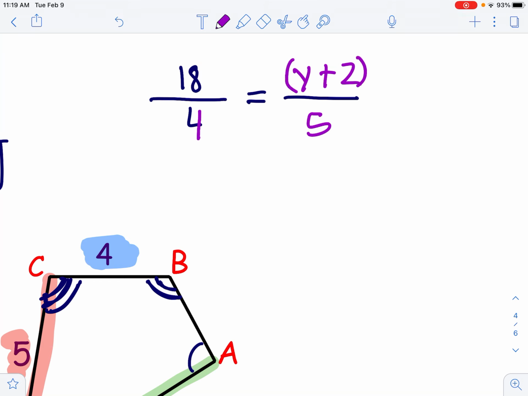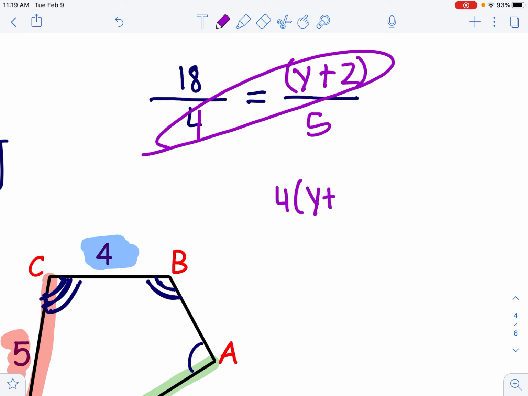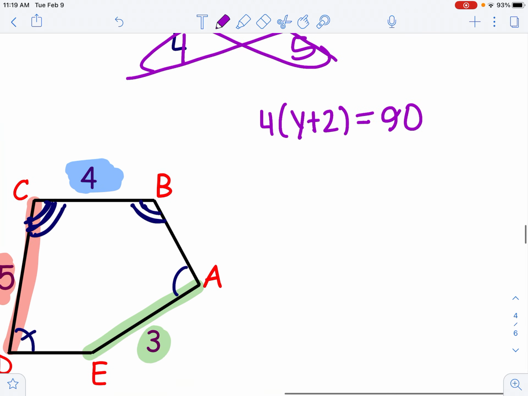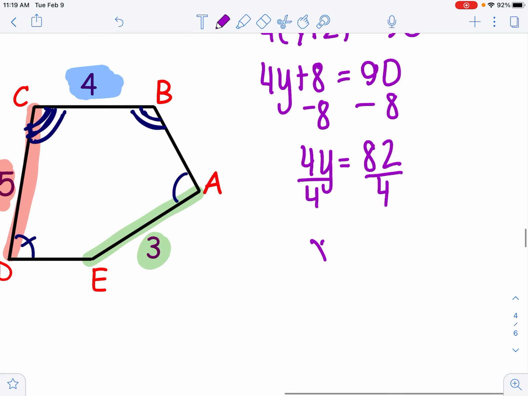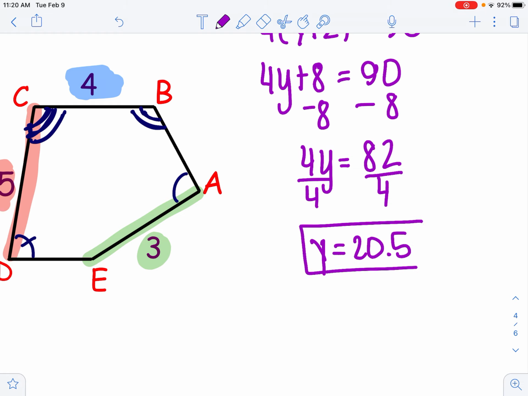Remember, any binomial I like to put in parentheses, and now I can cross multiply. 4 times y plus 2 is equal to 18 times 5, which is 90. Distribute your 4. 4y plus 8 is equal to 90. Subtract 8 from both sides. 4y is equal to 82. And then divide both sides by 4. y equals 20.5.